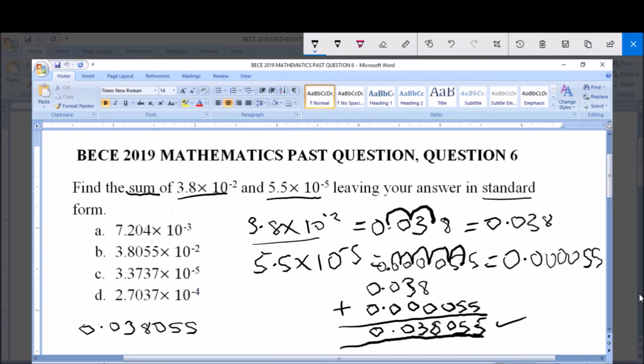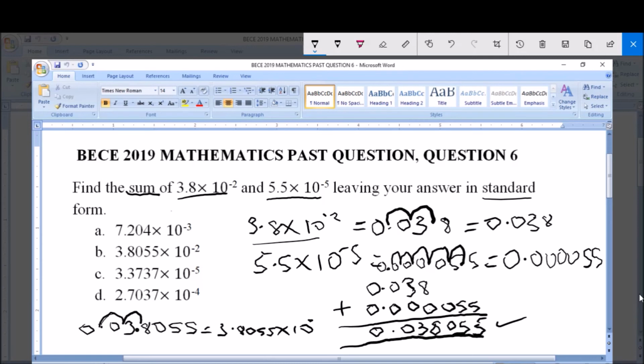What do you have? You have 1, 2. Now you put your point here. Now you can see that you have a whole number before the decimal point, and so you have 3.8055 times 10 raised to the power of something. What is that something? Now you come back here. Remember, we moved this point 2 times, that is 1, 2. And because we are moving the point to the right, our 10 will carry a negative sign.